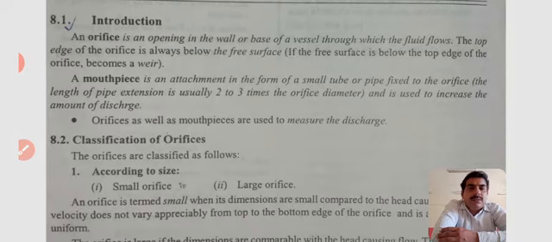An orifice is an opening in the wall or base of a vessel through which the fluid flows. The top edge of the orifice is always below the free surface. In other words, if the free surface is below the top edge of the orifice, it becomes a weir. That is called the weir.